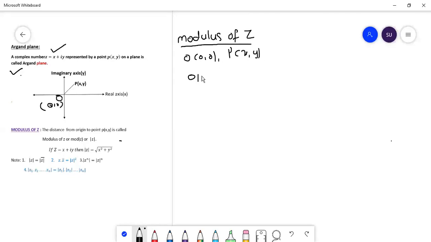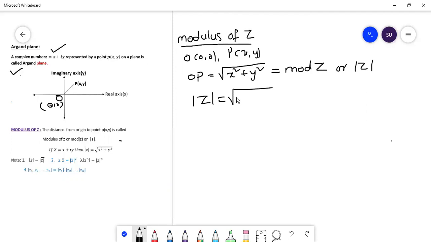The distance between them is given by the distance formula: square root of (x minus 0) whole square plus y square, that is x square plus y square. This is denoted simply by mod z or the modulus of z. Finally, I can write mod z is equal to under root x square plus y square. If z = x + iy, what is mod z? Under root x square plus y square. It is always a positive value.